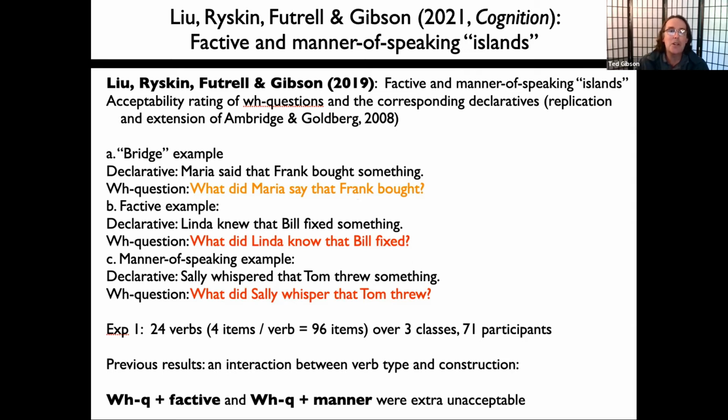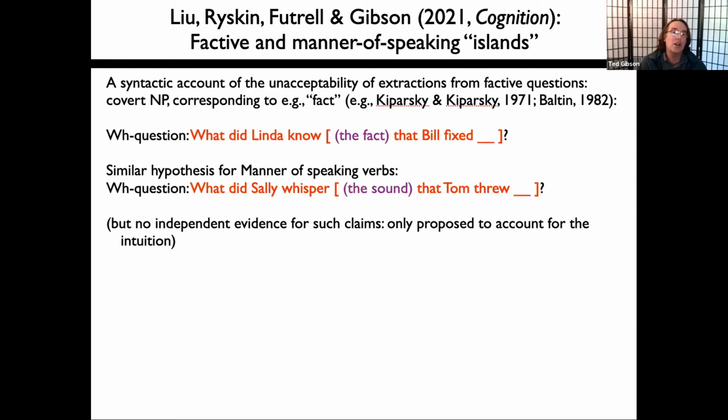And the question is, why is that? It's been observed for a long time that changing that verb in between makes a big difference as to how good those extractions are, how good those long-distance dependencies are.